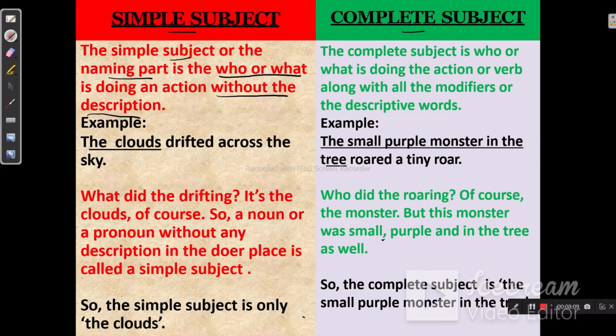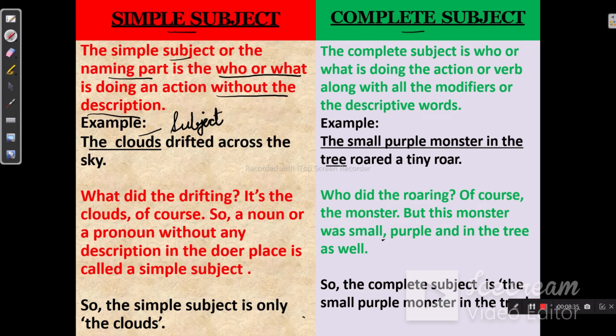For example, the clouds drifted across the sky. So how to identify the subject here? What did the drifting? The clouds, of course. So a noun or pronoun without any description in the doer place is called a simple subject. So the clouds is the subject here, but no description is given for the clouds. So it is a simple subject, right?